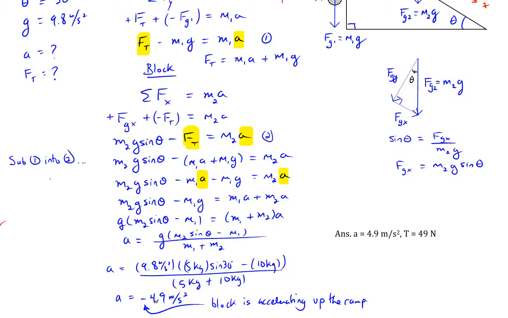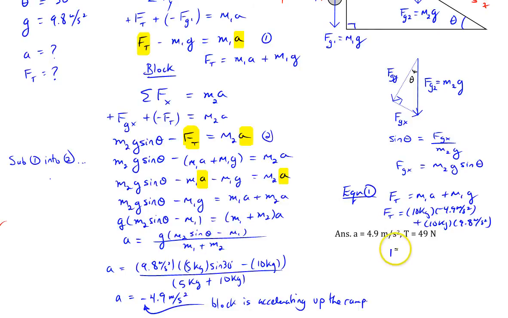Now find the tension. And you can use any of the equations. You could use equation 1 or equation 2. It really doesn't matter. I'm going to use equation 1. So equation 1 states that the tension is equal to m1a plus m1g. So the tension is equal to the mass 1, which is 10 kilograms, times the acceleration of negative 4.9 meters per second squared, plus another 10 kilograms times 9.8. So this gets you an answer of a tension of 49 newtons.